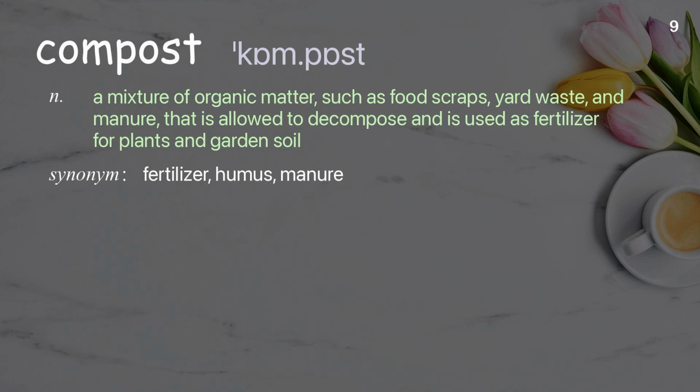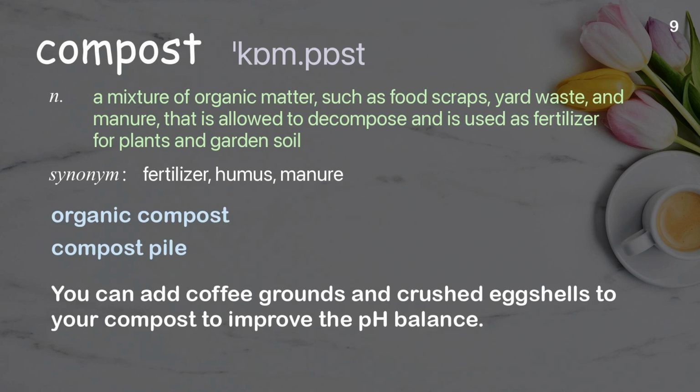Compost. A mixture of organic matter, such as food scraps, yard waste, and manure, that is allowed to decompose and is used as fertilizer for plants and garden soil. Examples. Organic compost. Compost pile. You can add coffee grounds and crushed eggshells to your compost to improve the pH balance.